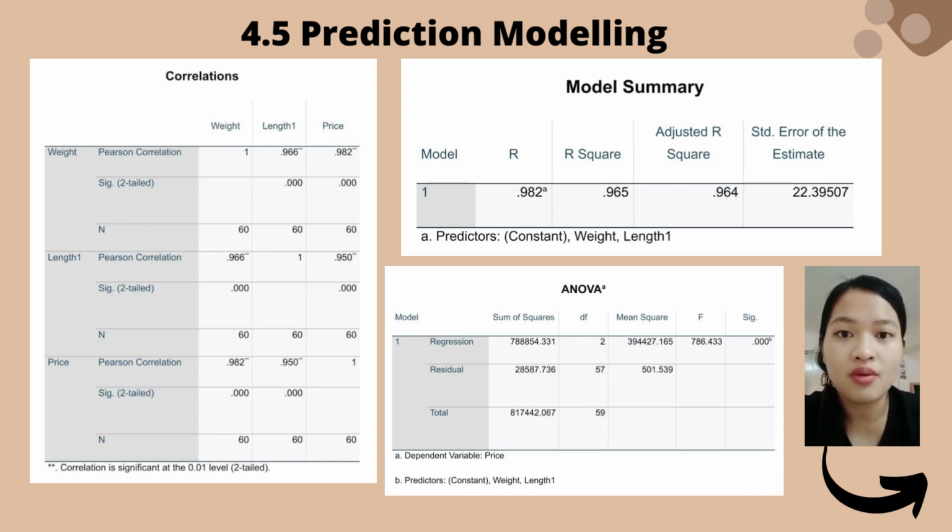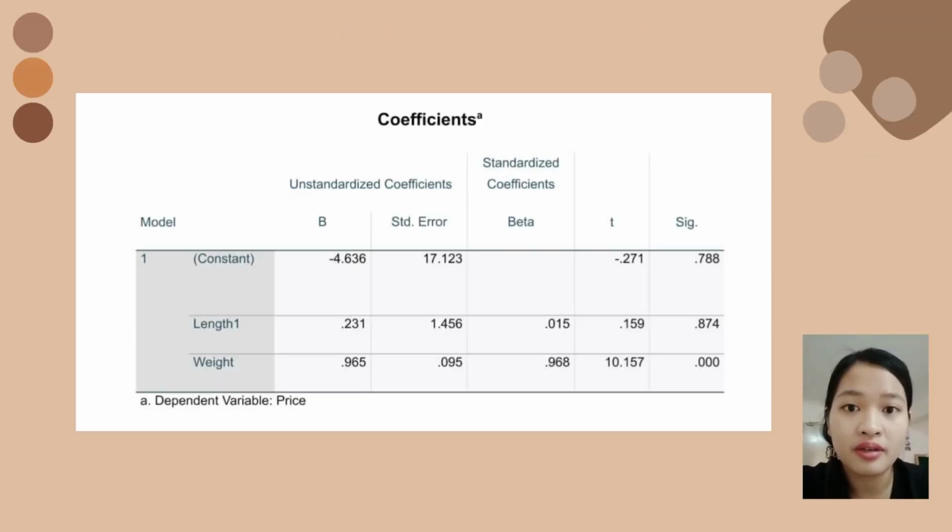Next, the last one is 4.5 prediction modeling. We have four tables here, which are correlation, model summary, ANOVA, and coefficients. This is based on multiple linear regression. It is a regression model that involves more than one independent variable. Multiple linear regression analysis was performed to find out the direction and extent of the influence of the independent variables on the dependent variable. For example, the dependent variable is price and the independent variables are length 1 and weight.